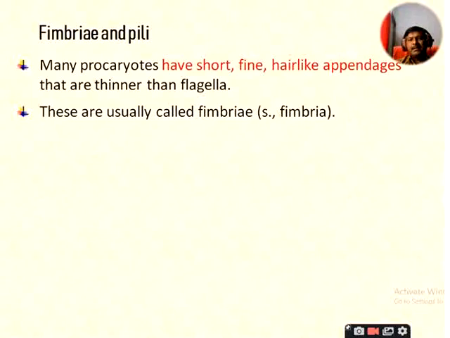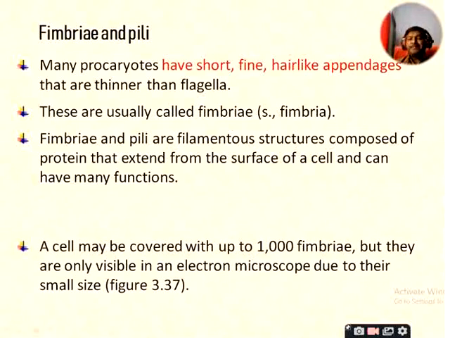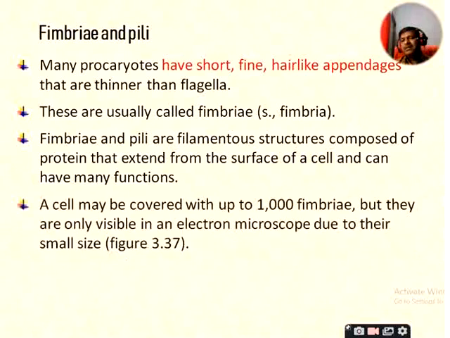Fimbriae and Pili are filamentous structures composed of protein that extend from the surface of a cell and can have many functions. A cell may be covered with up to 1000 Fimbriae, but they are only visible in an electron microscope due to their small size.